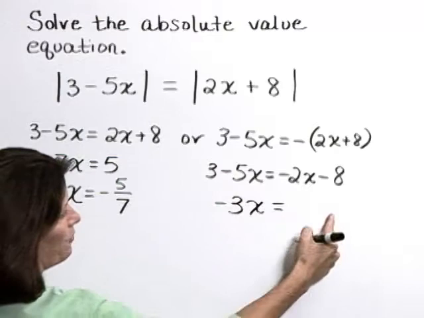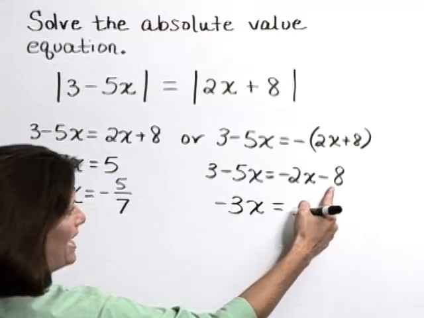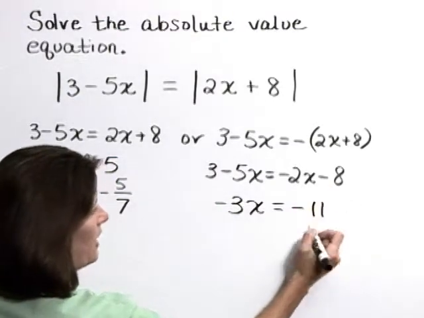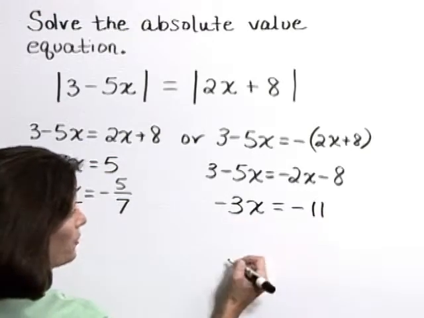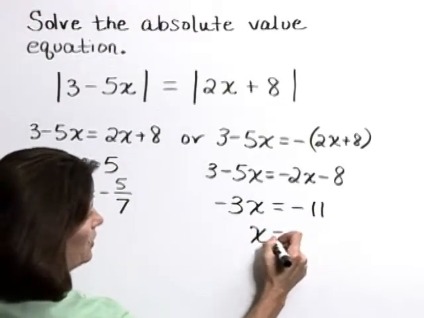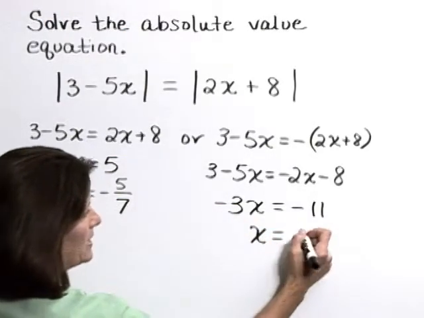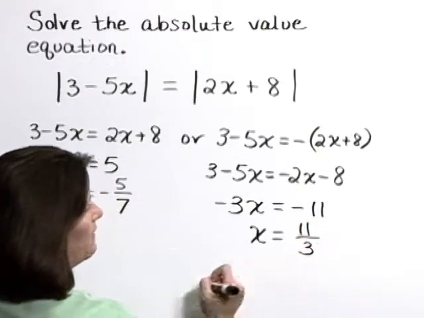Let's subtract 3 from both sides. So negative 8 minus 3 is a negative 11. Divide both sides by negative 3, giving x is equal to a positive 11/3.